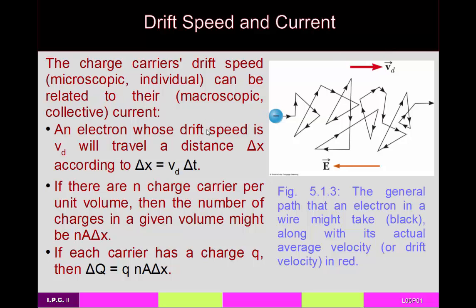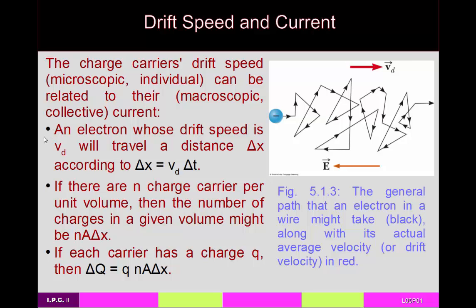Current, on the other hand, is a macroscopic or collective quantity. In other words, current has to do with how many electrons move through this cross-section of area per unit time, and also how many holes move in the opposite direction through the same cross-section per unit time.